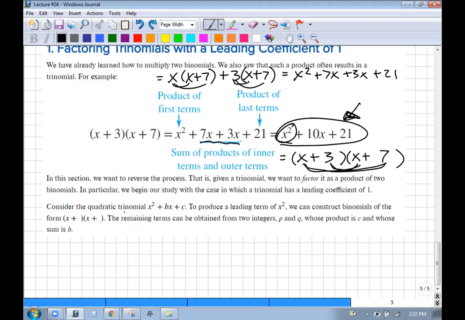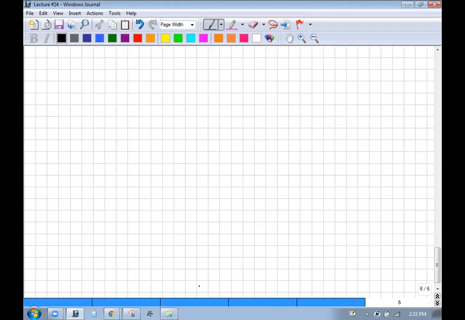Okay. So we want to factor it as the product of two binomials. We begin our study where the leading coefficient is 1, so that makes it easy. They throw in these P and Q, right? So for us, the P and the Q are 3 and 7. We're just giving these numbers names, P and Q.